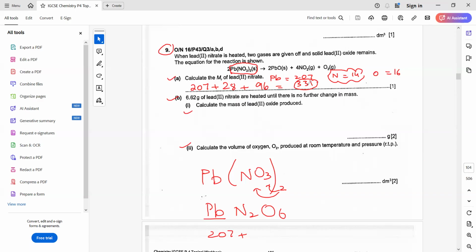Yes, sir. Now what they've given us is 6.62 grams of lead nitrate, that is 6.62 grams of Pb(NO3)2. And then they want us to find the mass of lead oxide. They're interested in the mass of this. How would we go about it? Basically, it's very simple. Are you guys trying or shall I solve it?